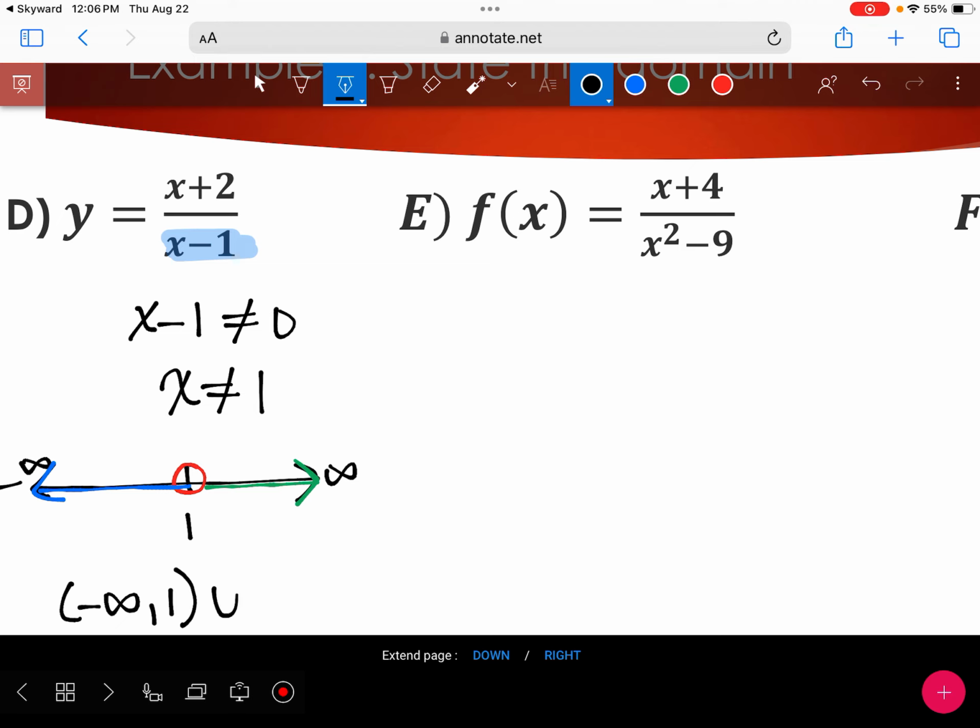Now, because there's a break, we're going to put a U. That means union. And then we're going to do the second piece, 1 to infinity. This is how you say all real numbers except 1 in interval notation. That would be my domain. That is what I'm looking for.